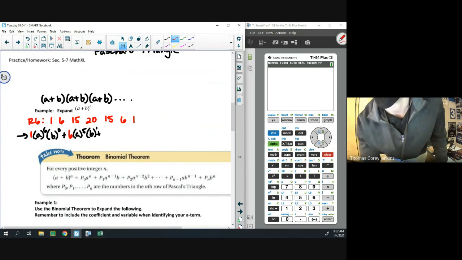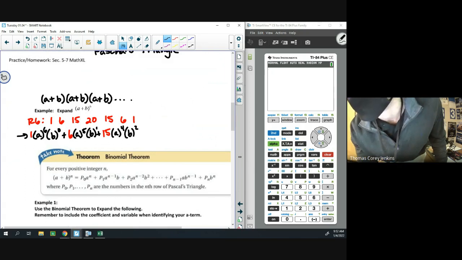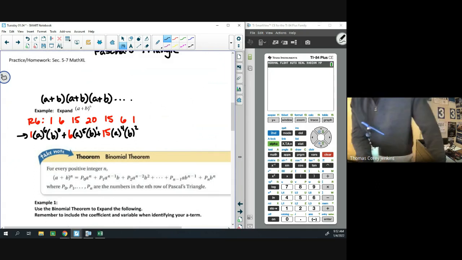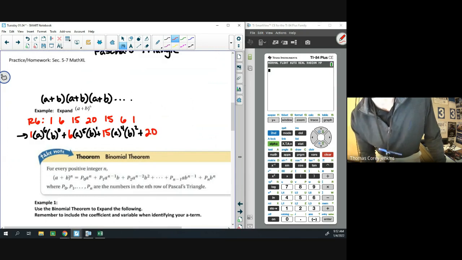All right, now my next coefficient is going to be 15. Anybody know what my exponent for A is? 4, right? And what would my exponent for B be? 2, very good. 4 plus 2 is 6, right? They always add up to 6. So you'll start to see the pattern as we go. My next coefficient is, anybody know it? Not 3, 20. 20, that's right. And then, yeah, it's A to the 3 and B to the 3. You got it.